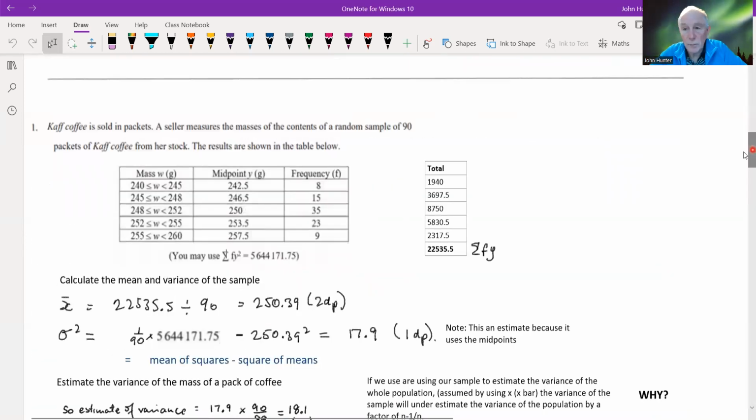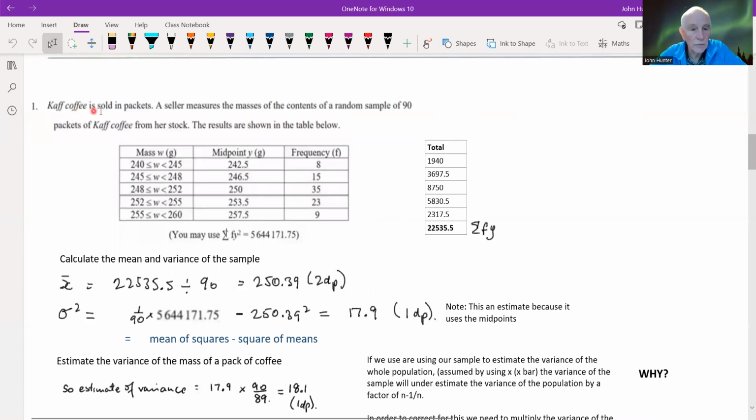Okay, let's have a look at this example here. Coffee sold in packets. A seller measures the masses of the contents of a random sample of 90 packets of coffee from her stock. Results are shown in the table below. So this is the data. We've collected all these 90, but we've categorized them into these weight categories, each of which has a midpoint. So 242.5 is this midpoint, and there are 8 coffees that fall into this category. Having categorized it all, we can imagine that we haven't got our original data anymore.